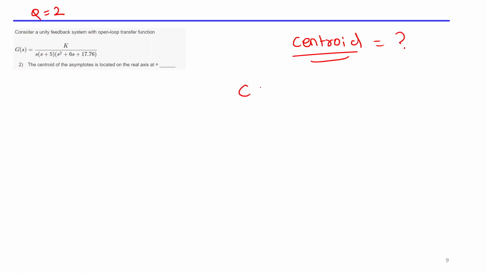Okay, the centroid is the summation of the real part of poles minus the summation of the real part of zeros, divided by the number of poles minus the number of zeros. This is the formula. You can find the answer, that doesn't bother me, but why do you require a centroid? And does the centroid always lie on the real axis, or is it somewhere else, could it be on the imaginary axis? That's my question now.